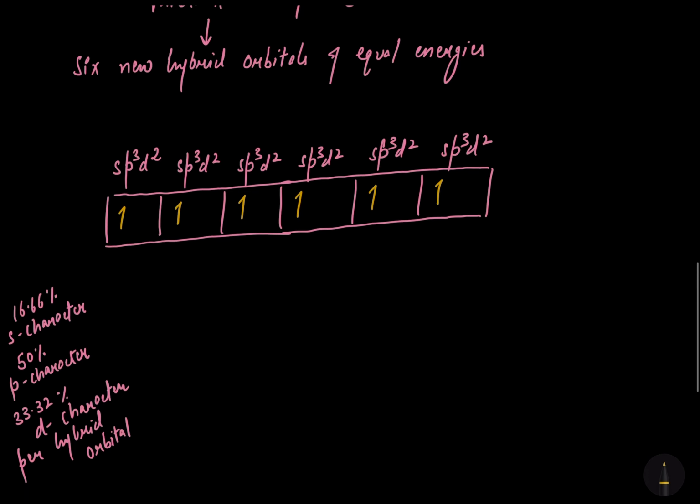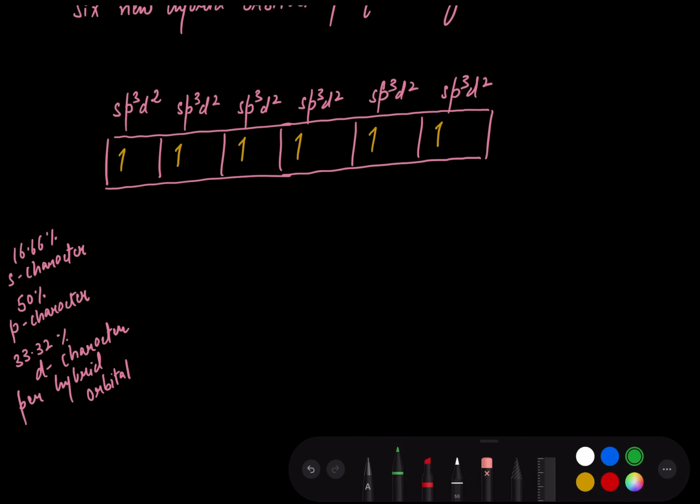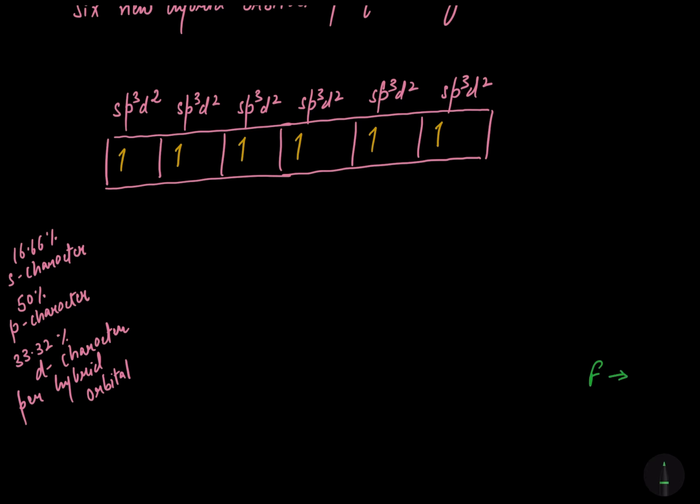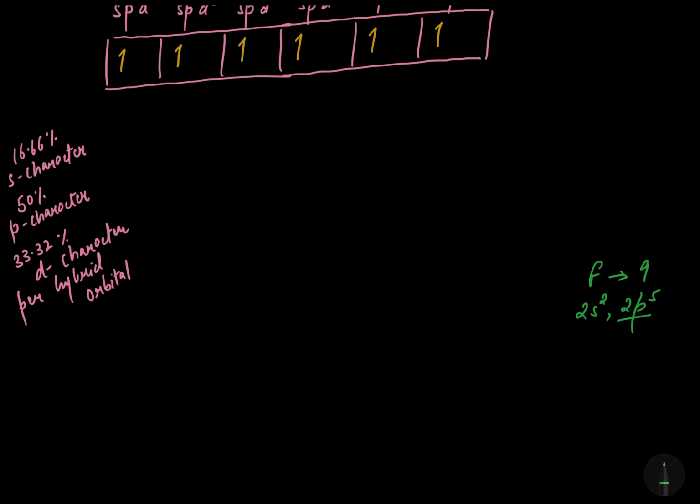Now let's talk about the fluorine now. The fluorine. What's the atomic number of fluorine? That's 9. So the configuration will be 2s2, 2p5. Let's make the 2p orbital of fluorine.